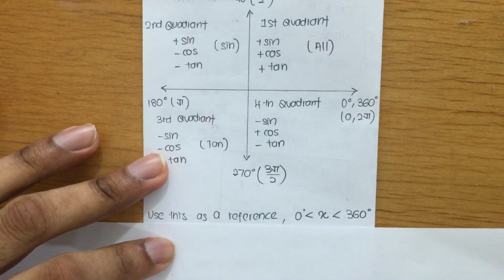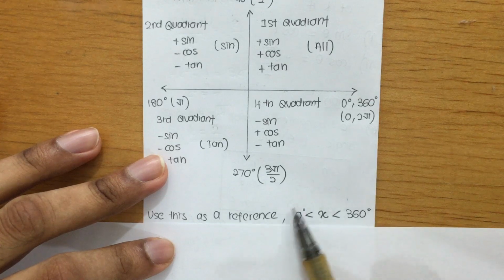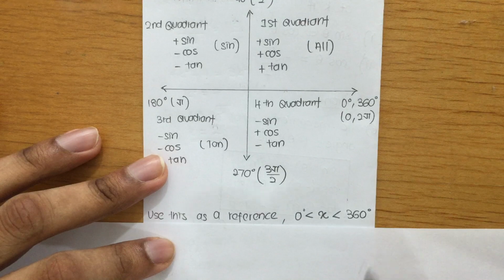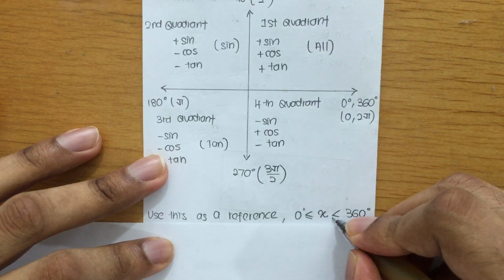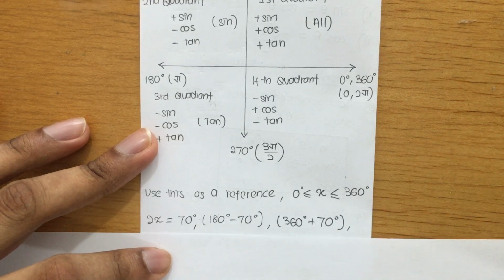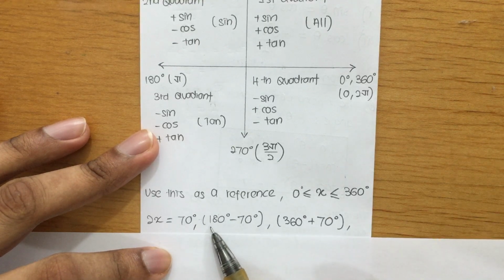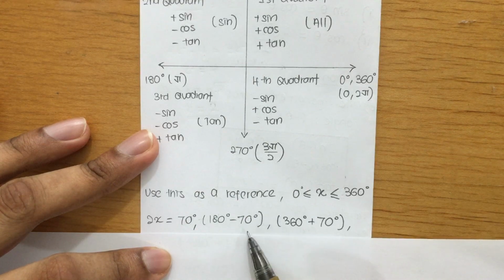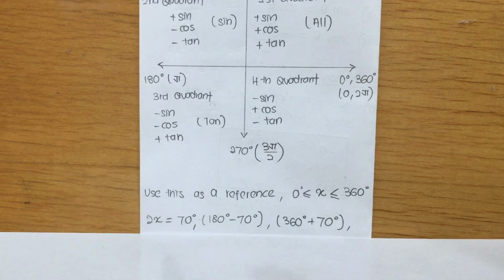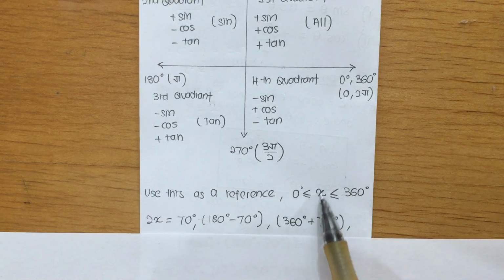So we're going to use this as a reference, and then we're going to set our x in the range of 0 degrees less than x, and x less than or equal to 360 degrees. So 2x equals 70 degrees, and then in the bracket 180 degrees minus 70 degrees, because it is in the second quadrant. Okay, and then you might be asking a question, why are you adding 360 degrees over here? Alright guys, I'm going to explain to you, because we are setting our x in the range of 360 degrees, not 2x.